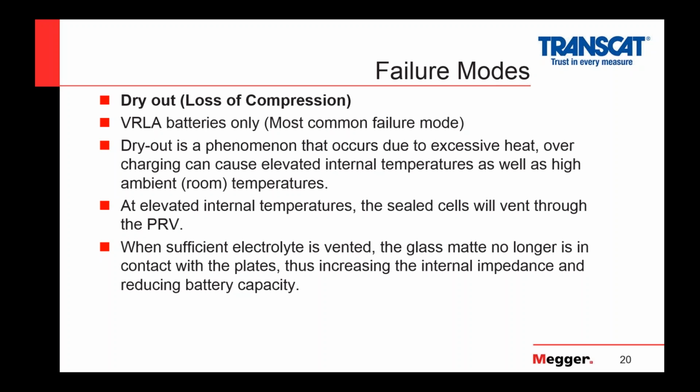Dry out, or loss of compression. These affect only VRLA batteries, valve-regulated lead-acid batteries. Now, unlike vented lead-acid batteries that are filled with electrolyte, VRLA batteries work in what's called an electrolyte-starved mode. It means they have very little electrolyte actually in them, and as we discussed before, we have a recombination effect that takes place on the negative plate to reconstitute the electrolyte. Now, this is not a 100% efficient reaction. No chemical reaction is, so over time it does slowly dry out.